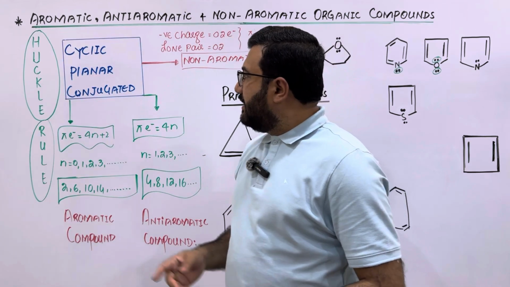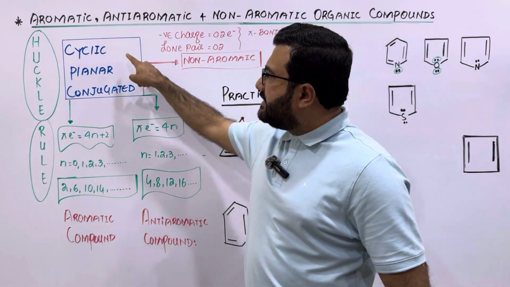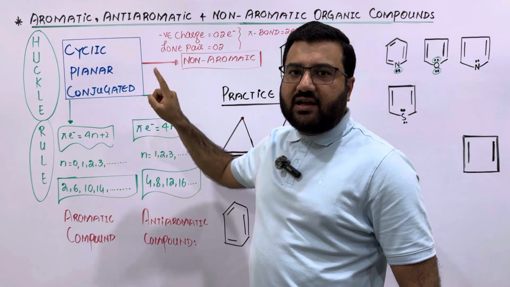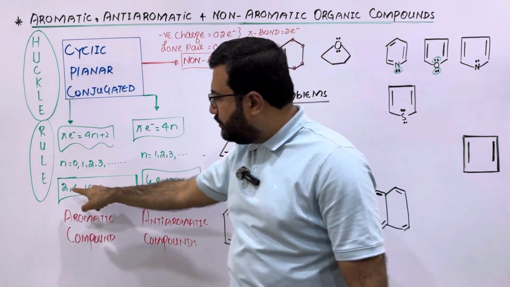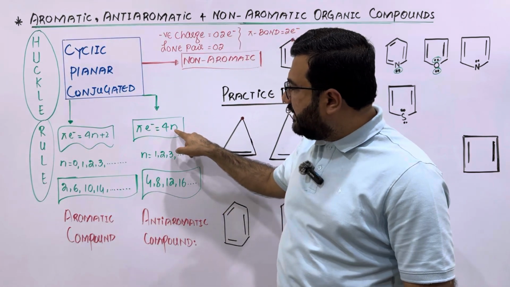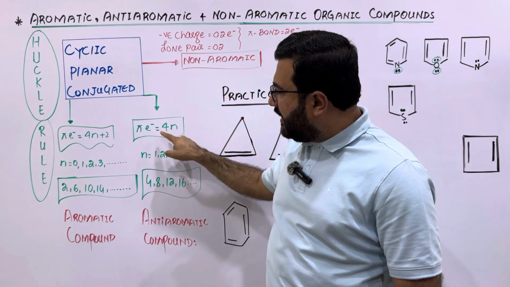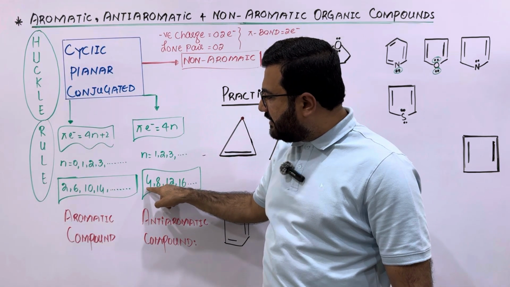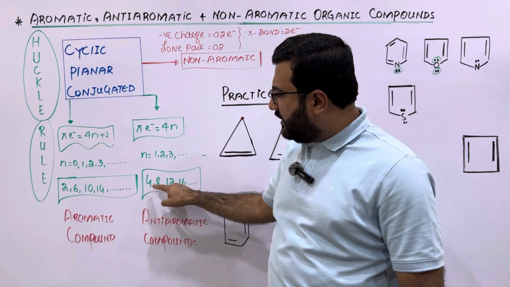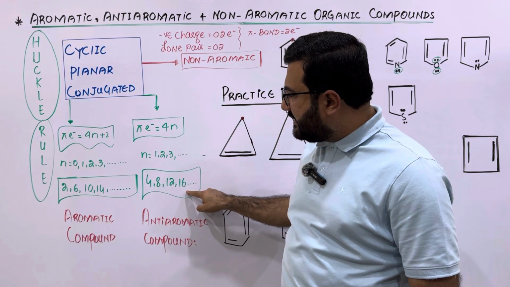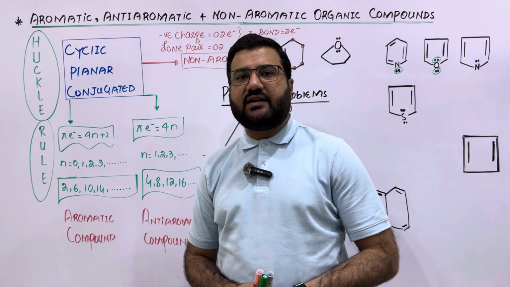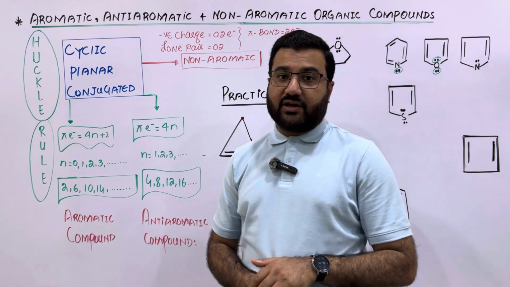And my dear students, if there is an organic compound which is cyclic, planar and conjugated, but the pi electrons are not 2, 6, 10 or 14, rather they are a multiple of 4, where n can be 1, 2, 3 or any number, they are either 4, 8, 12, 16. Then, my dear students, that organic compound will be considered as the anti-aromatic organic compound.